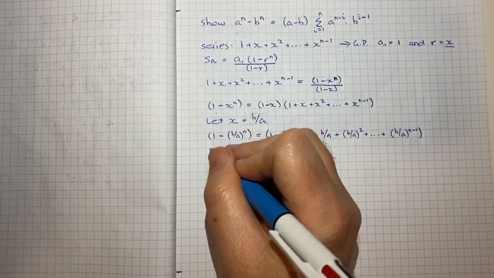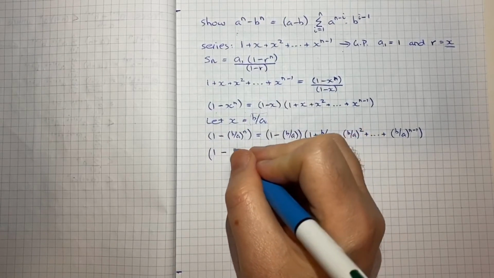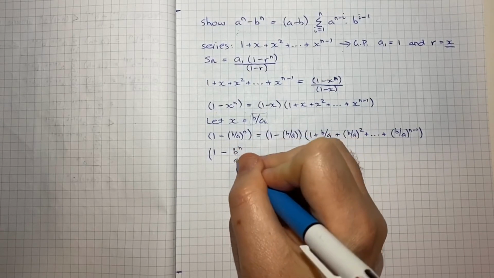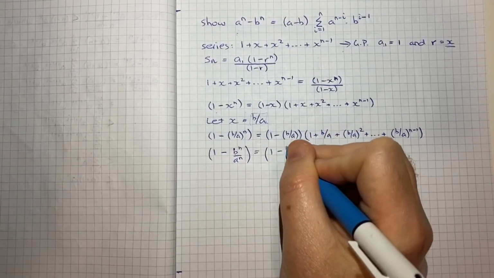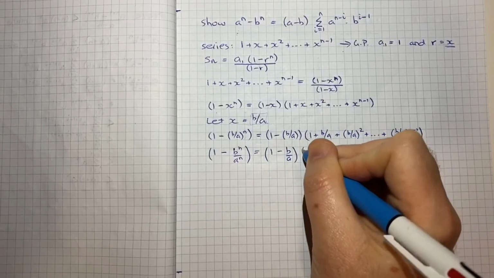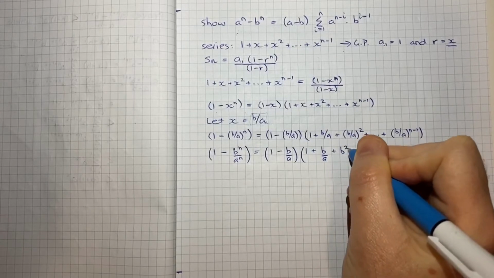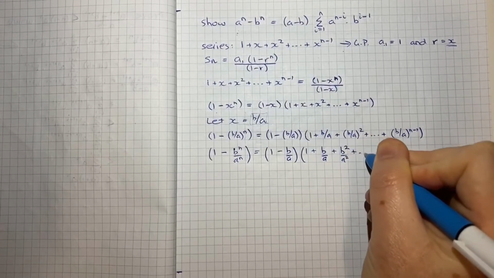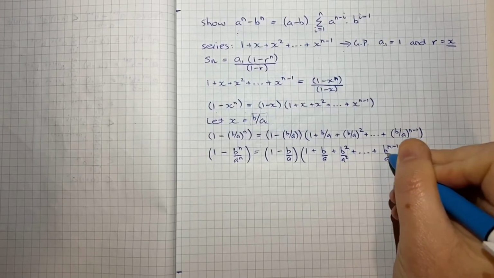So we'll start by saying 1 minus, and we can expand the exponent, so we get b to the n on a to the n, equals 1 minus b on a times 1 plus b on a plus b squared on a squared up to b to the n minus 1 on a to the n minus 1.